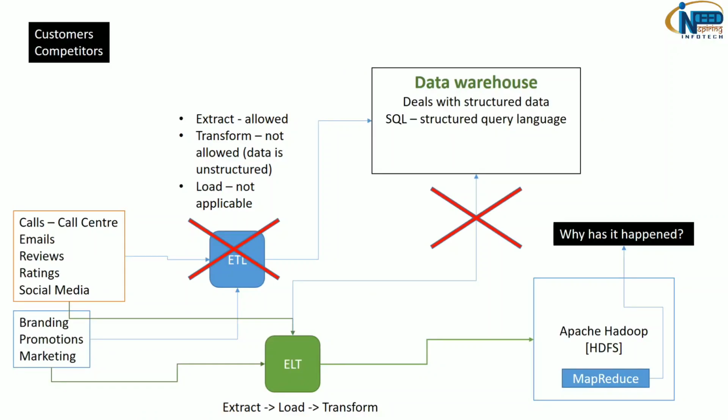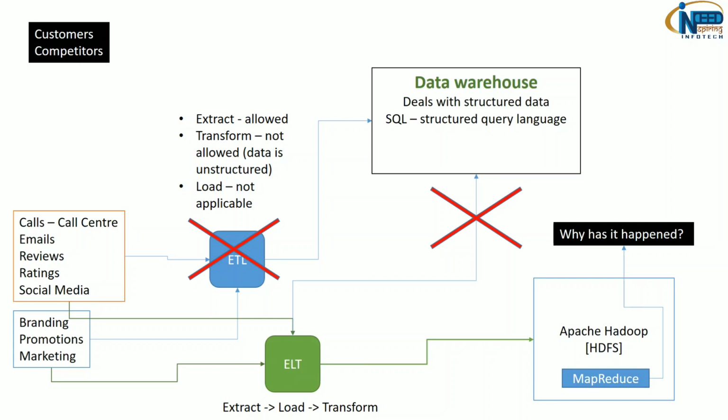Now if you want to analyze why there is a loss, you will have to analyze the customers' data and your vendors' data, which you will get from your call centers whenever your teams are communicating to your customers and vendors, whether they are satisfied with your products or not. You'll have to check the emails, the reviews and ratings on the websites and social media. You'll also have to see the branding, promotions and marketing activity going on. So all this data will tell you why that has happened.